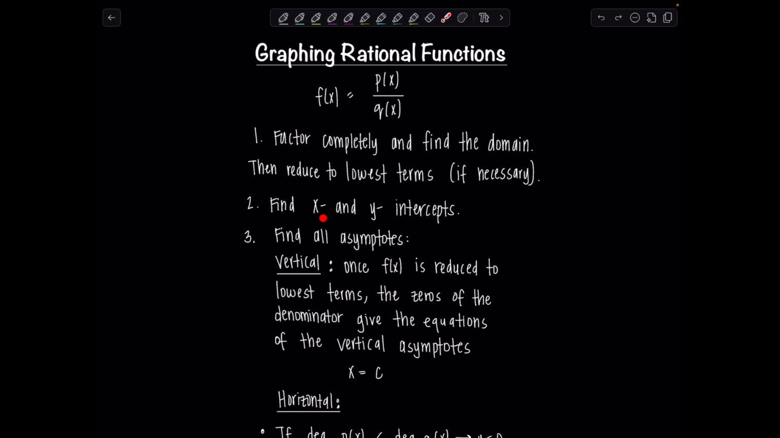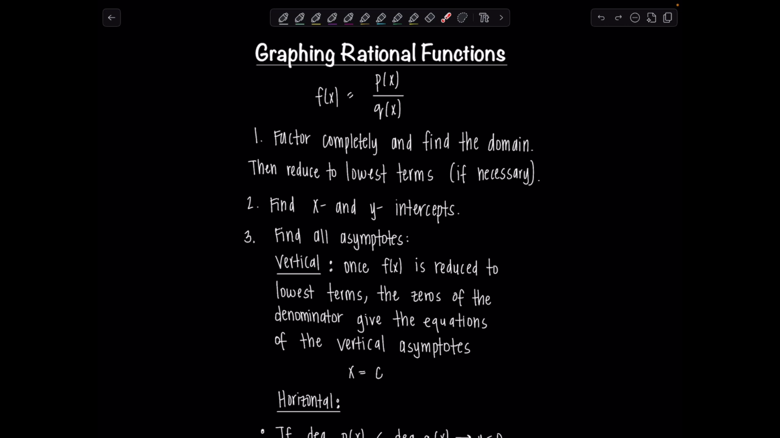After that, you're going to find the x and y intercepts. X-intercepts come from when the function's equal to 0. You would just set p of x equal to 0, and then y-intercept comes from plugging in or substituting in 0 for x. That should be pretty straightforward. Step 3, you're going to find all asymptotes. So here's the types to look out for.